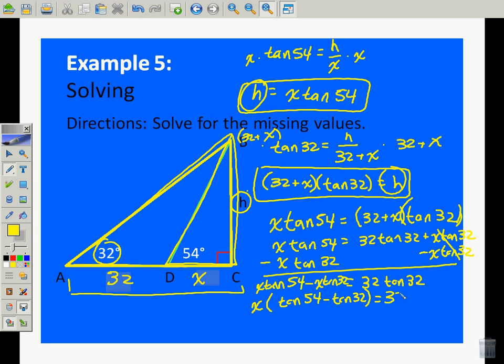Do you see the trick? Do you see it coming? Okay? I'm going to divide by this. Divide by. Okay? I'm dividing by the number part to get x equals some decimal value. When I put this into my calculator, I'm putting this in parentheses down here. Dividing 32 times tangent 32 by tangent of 54 minus tangent 32. I get about 42 feet.